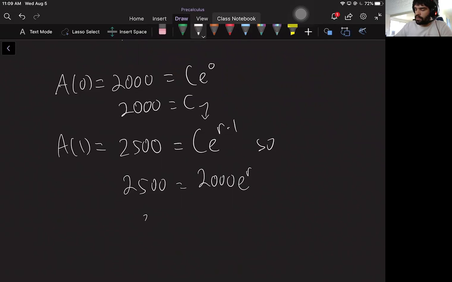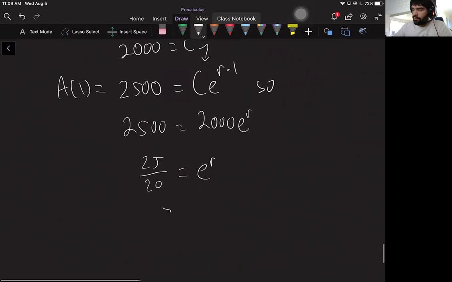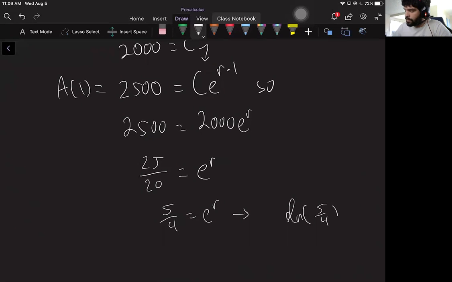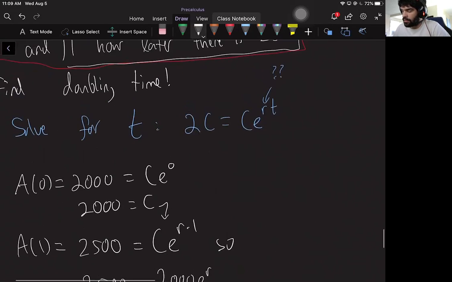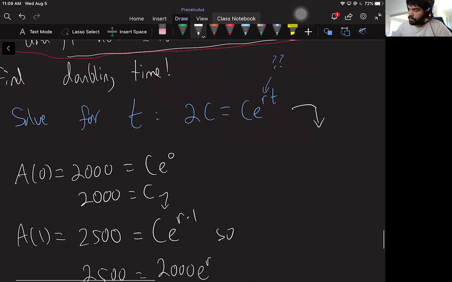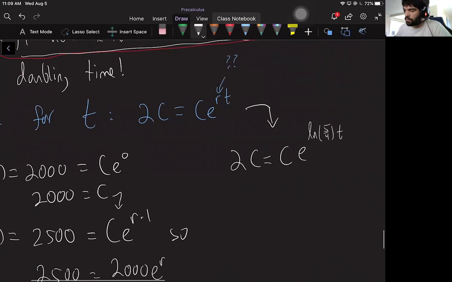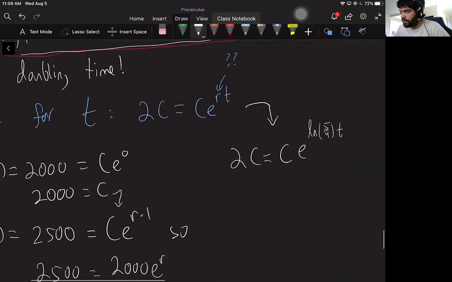So I divide over the 2,000, I get 25 over 20, e to the r. What's that, 5/4? And then I can log both sides with my base e, meaning I do ln on both sides, and I get that. So that's r. So now I'm ready to solve this thing, because now I know what r is. It's ln of 5/4, right? That's what we said there.